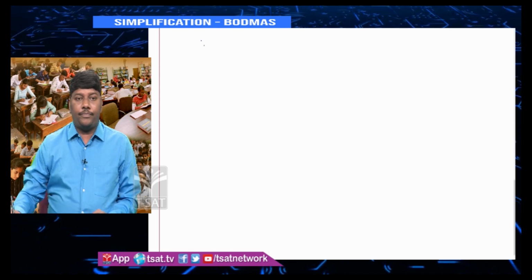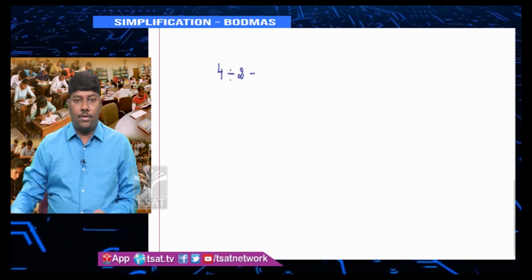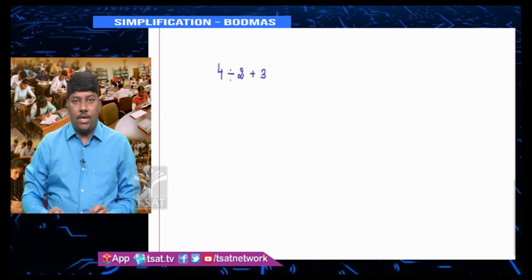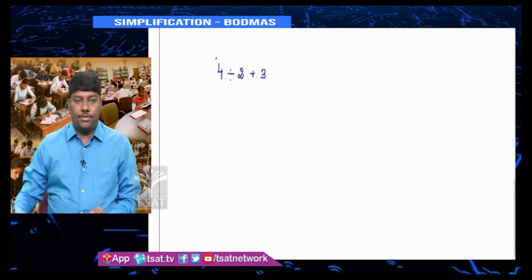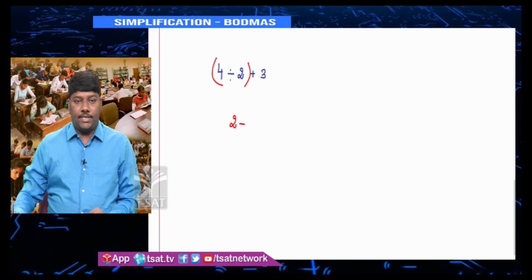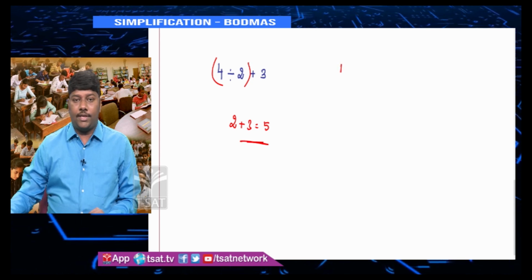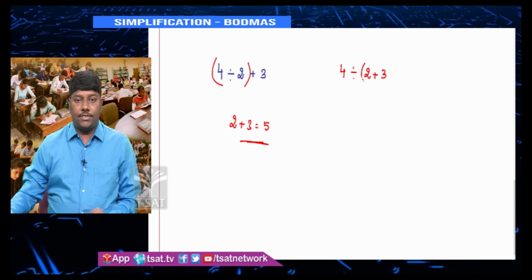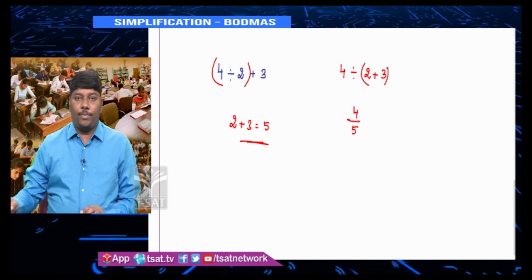Suppose you have 4 divided by 2 plus 3. If you don't know the order, I can first do 4 divided by 2, so that is 2 plus 3, which is 5. Or else someone else can say, if I do 2 plus 3 first, then it's going to be 4 divided by 5. So the answer is 4 by 5.